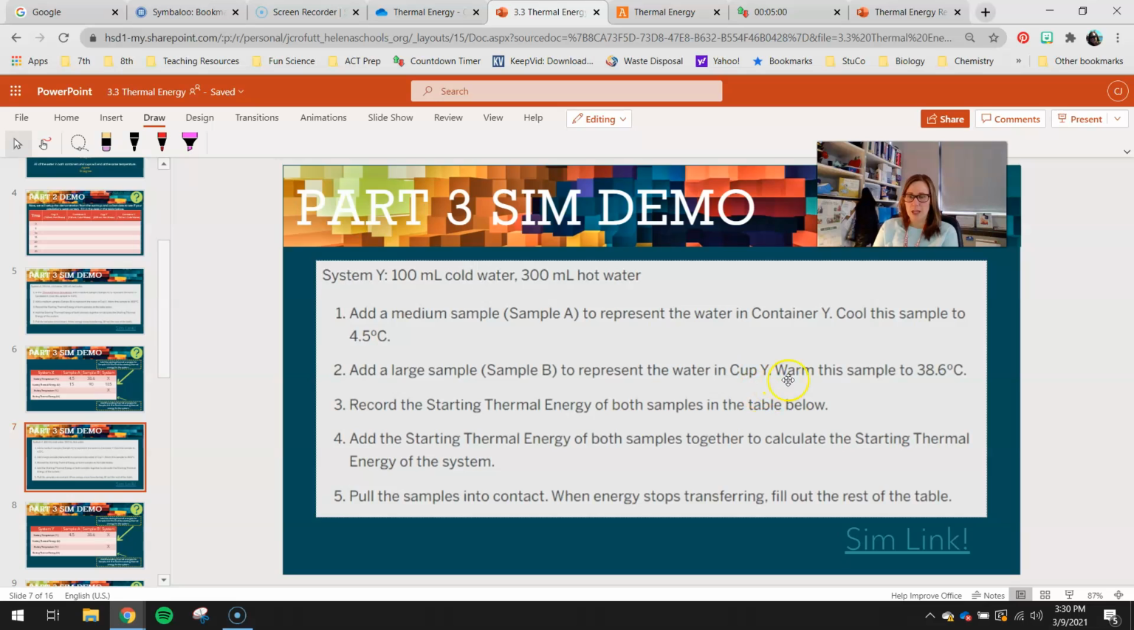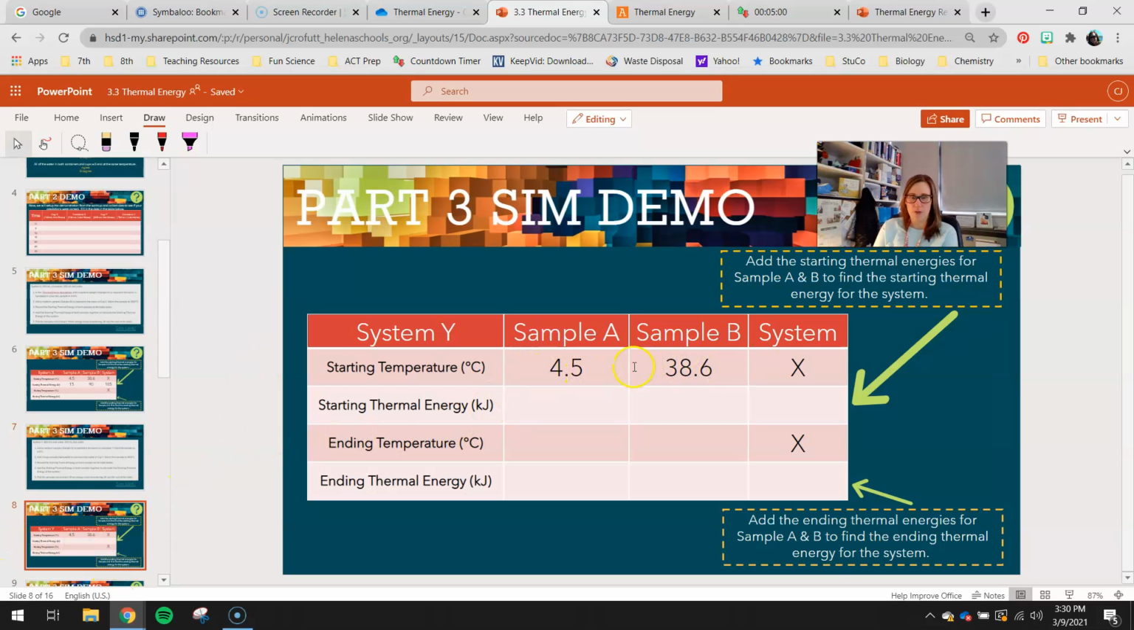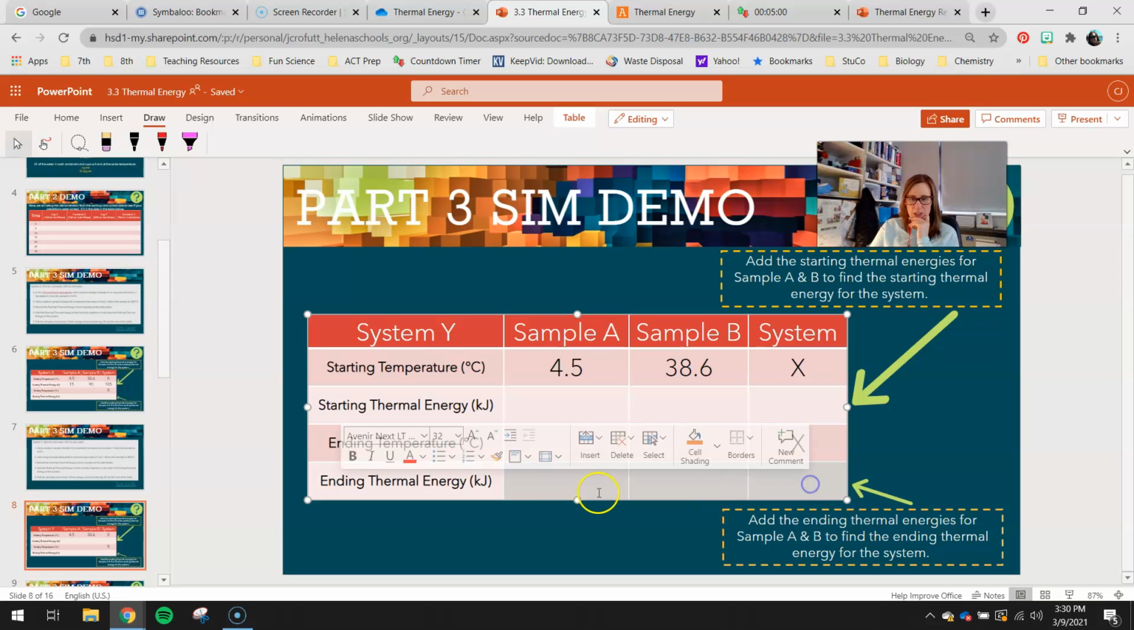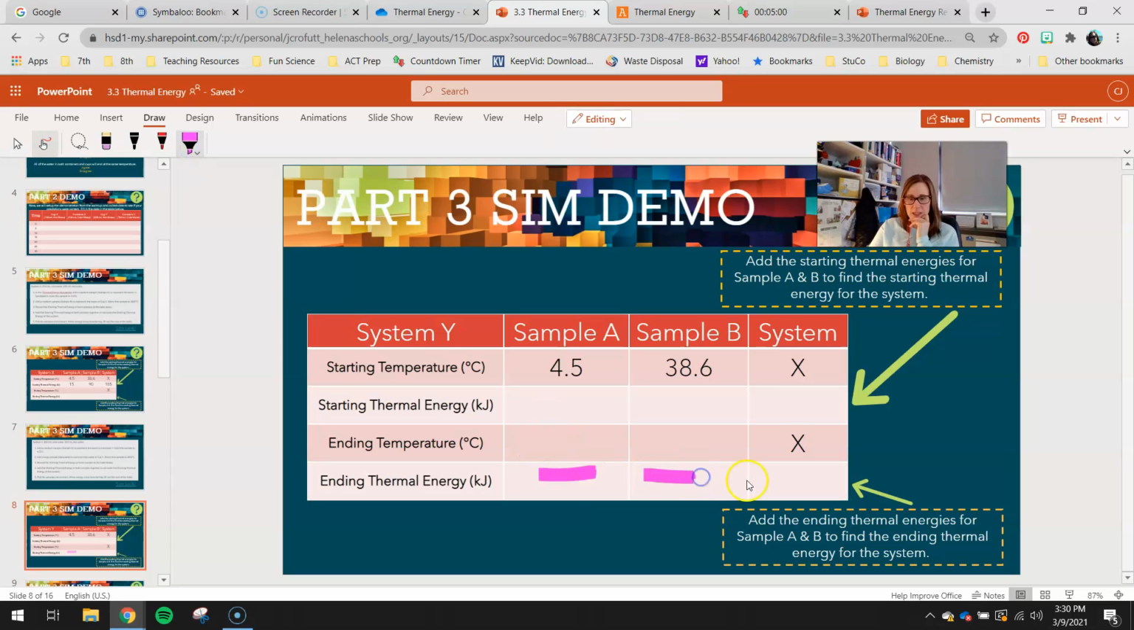So this is going to represent the water in cup Y, and then warm that up to the same 38.6 degrees Celsius. Again, you're going to record your starting temperatures, which are already in there for you. Notice that your thermal energies are going to be different than the last data table on slide 6. Add them up, tell me what the system is, and then push those two blocks together and let them reach equilibrium, to where that yellow arrow is no longer there. Then you'll record your ending temperatures and your ending thermal energies. And don't forget to add up your thermal energy for A and your thermal energy for B to equal your thermal energy for the system.